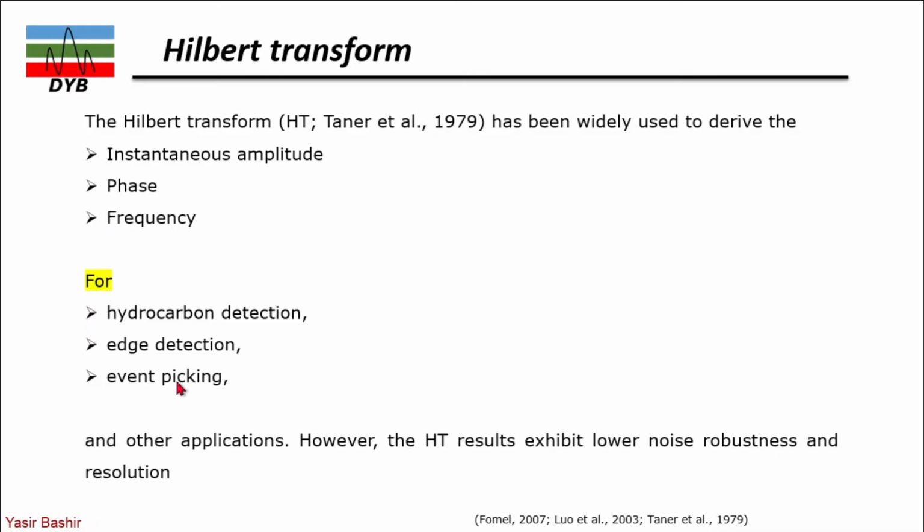Actually, it is for hydrocarbon detection. The second objective of doing the Hilbert transform is edge detection, such as pinch outs, disconformities and conformities, these types of events. Then also sometimes we have to pick some events like anticlines and synclines, especially when we are doing reservoir studies and field development. In that part, this Hilbert transform helps a lot, and in some other applications as well.